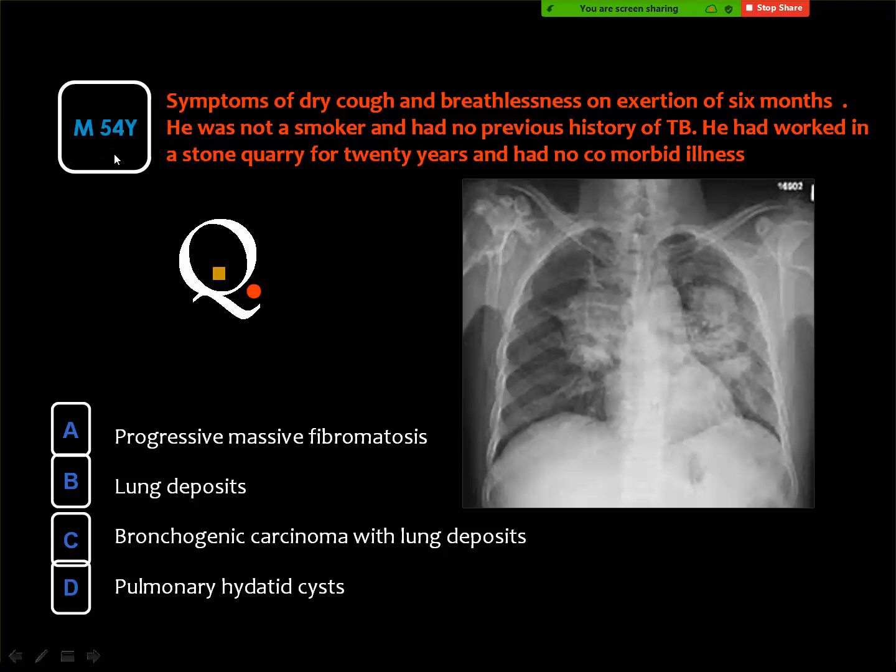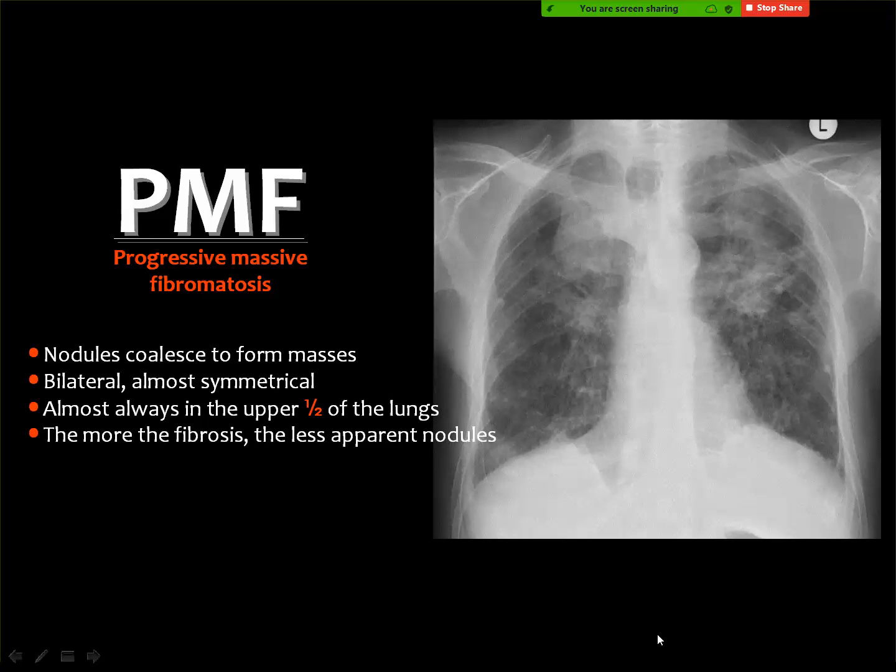And this patient is 54 years old with dry cough and breathlessness on exertion for 6 months. He was not a smoker and had no previous history of TB. He had worked in a stone quarry for 20 years and had no comorbidities. Progressive massive fibrosis? Yes, this is progressive massive fibrosis: two big, almost symmetrical masses in the upper part of the chest on either side of the mediastinum, positive history and classic X-ray appearance.